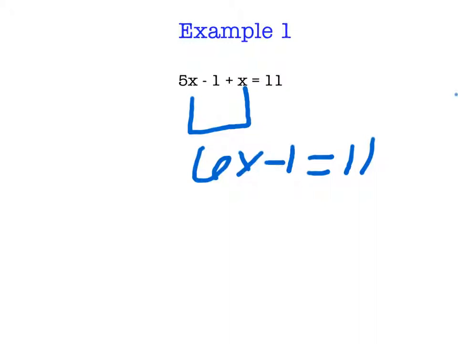Now you need to do the inverse operation of minus 1, which is addition. So now you would add 1 to 11, and add 1 to minus 1 to cancel each other out. Now your new problem is 6x equals 12.